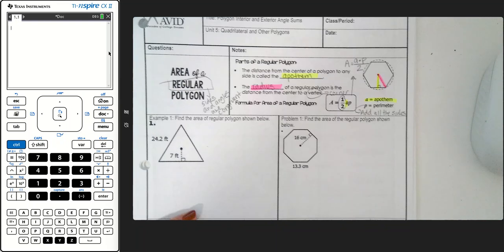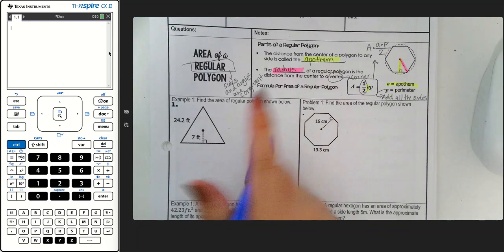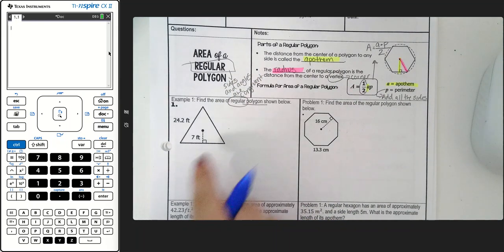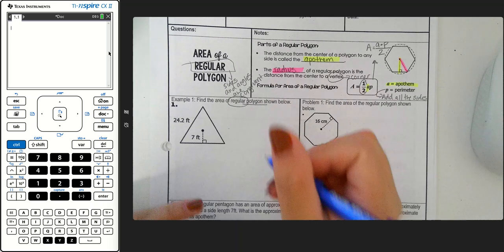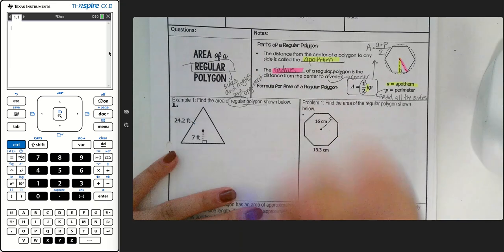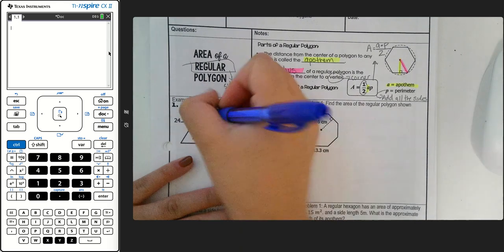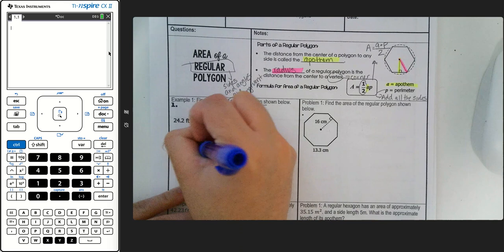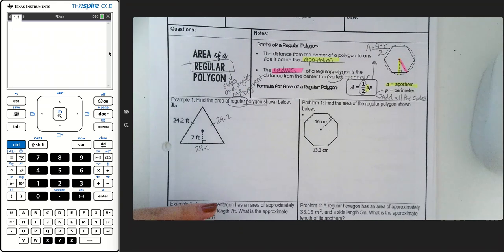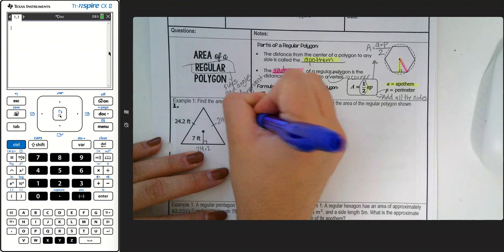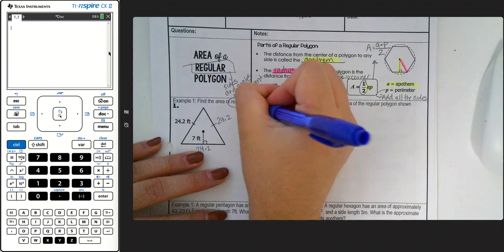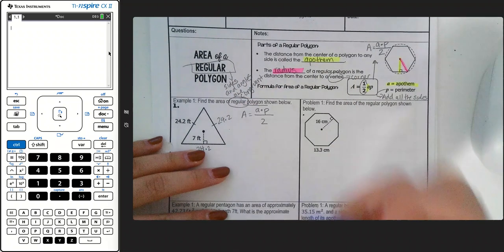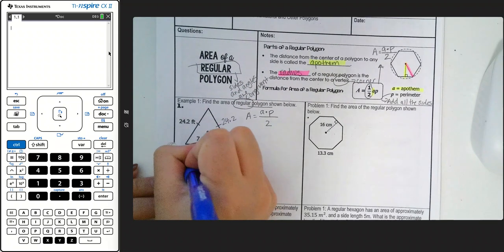Okay, so in here, this is what we're going to do. We're going to find the area of a regular polygon. The word regular means that all the sides and all the angles of that shape are congruent. So that means that if this side right here is 24.2, this side is also 24.2, and this side right here is also 24.2. So you should write your formula. The area of a polygon equals the apothem times the perimeter of the shape, and all of that is divided by 2.